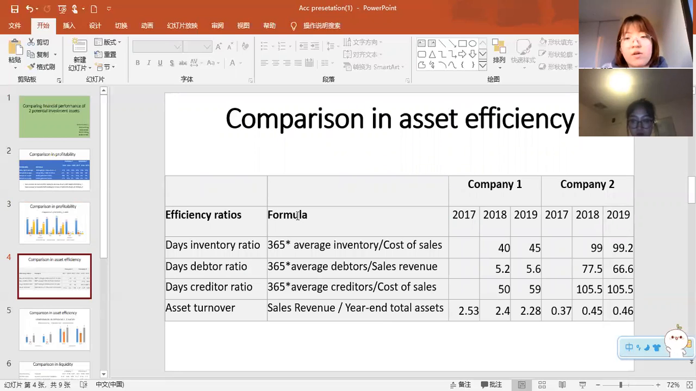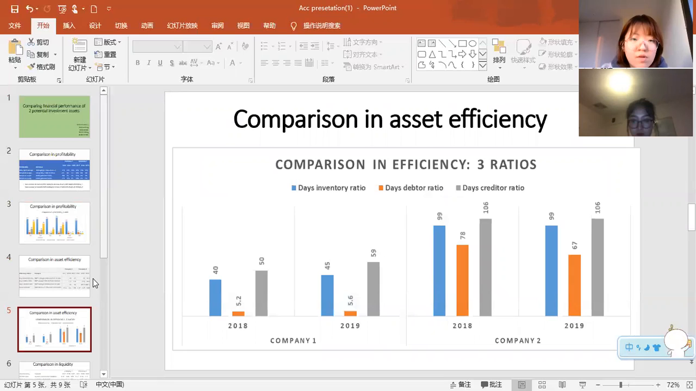Well, here is my calculation of four asset efficiency ratios. The graph shows the comparison of the two companies in efficiency ratios. You can clearly see company one has faster inventory turnover and faster debtor collection and creditor payment.